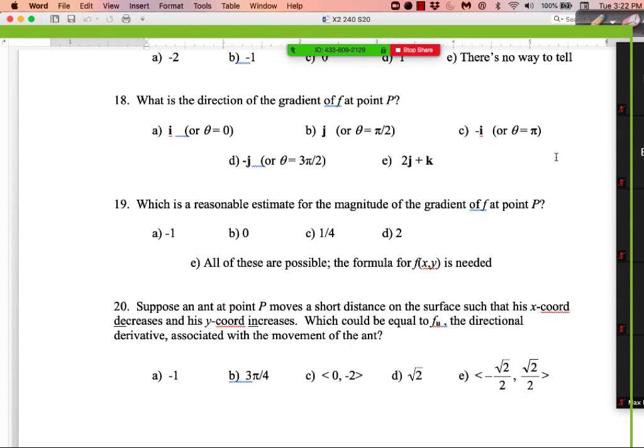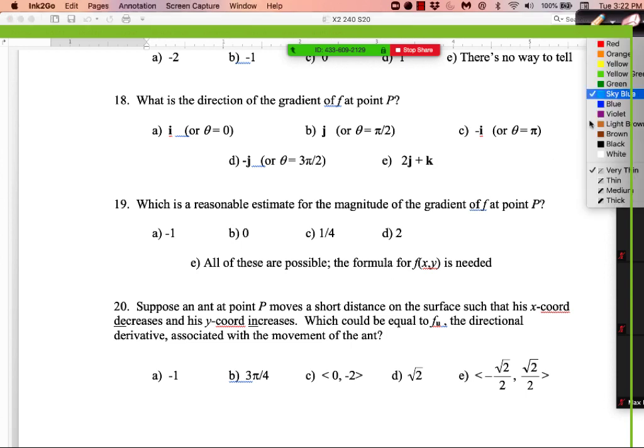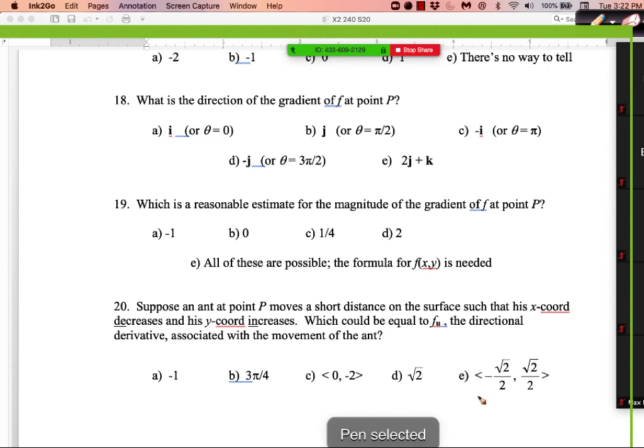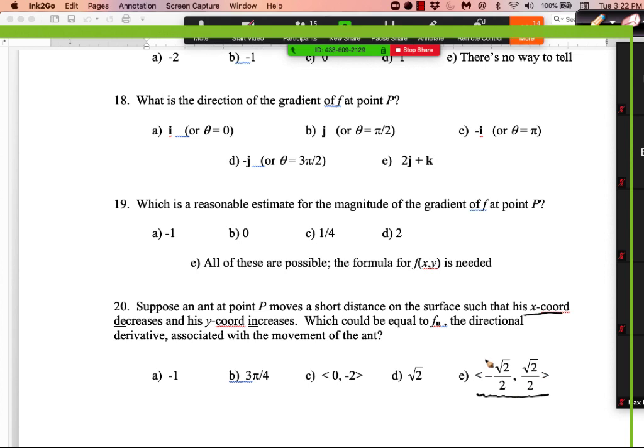So what is E? I'm not sure why. What is that describing? That would be a vector. It's a vector that's describing the x-coordinate decreasing and the y-coordinate increasing. So that's like the unit vector of his motion.